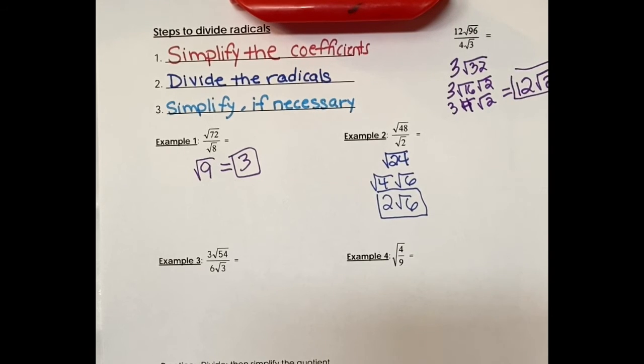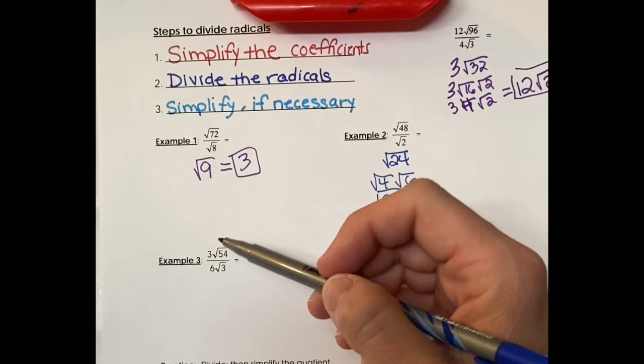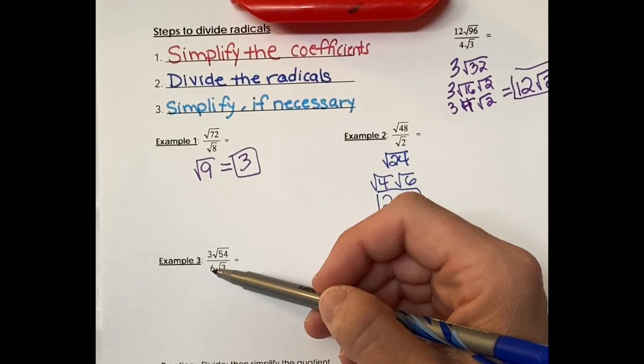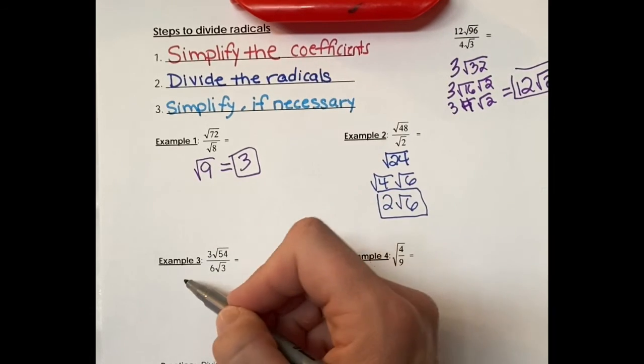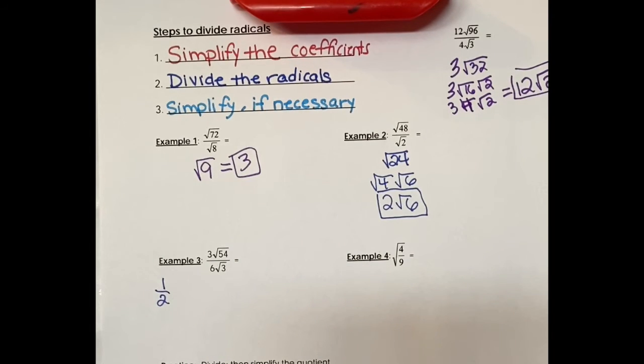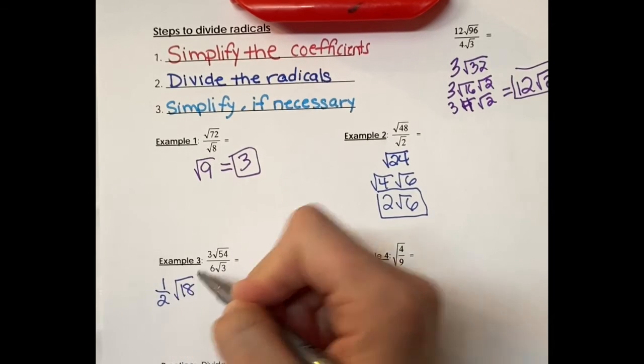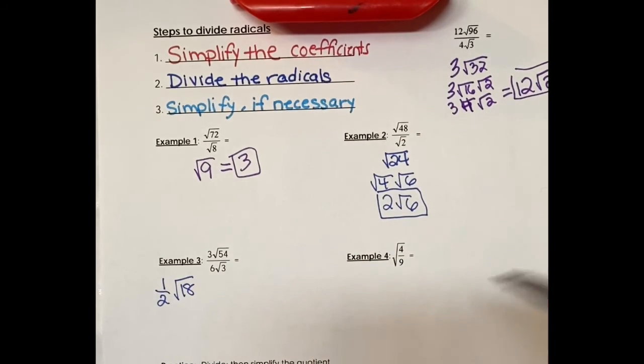Number 3. We have 3 radical 54 over 6 radical 3. So 3 can't be divided by 6 to get a whole number, but 3 and 6 can be simplified to get a half. So I'm going to keep it as a half, so that way it's a coefficient. And I don't want to work with decimals when I'm working with square roots. And then I'm going to take radical 54 divided by radical 3, and that would give me radical 18.